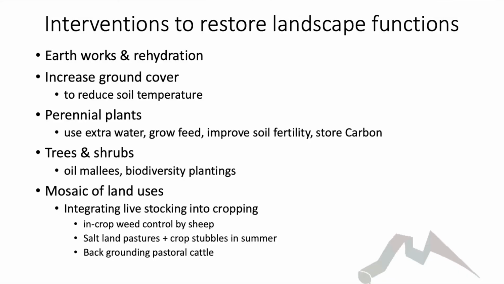Finally, in terms of what we think we can do, we can use earthworks and good design to rehydrate the landscape. We need to increase the ground cover to reduce soil temperature. Use the extra water with perennials, it doesn't really matter what they are, whether it's shrubs, trees, grasses, but green leaf all year round. And some of those trees we can make money out of, and then integrate it together in a mosaic of land uses. And each farm will be different, each farm will come up with a different solution. How do you integrate those things?